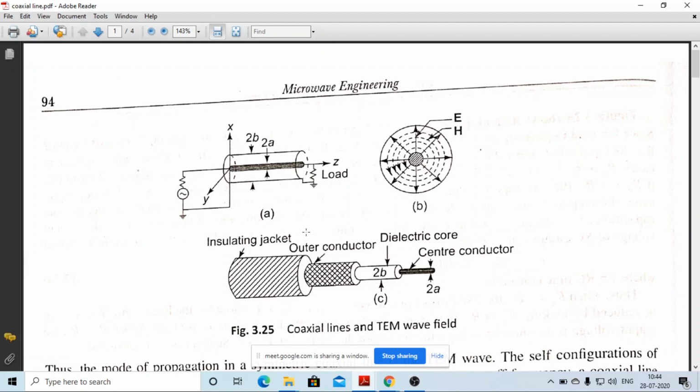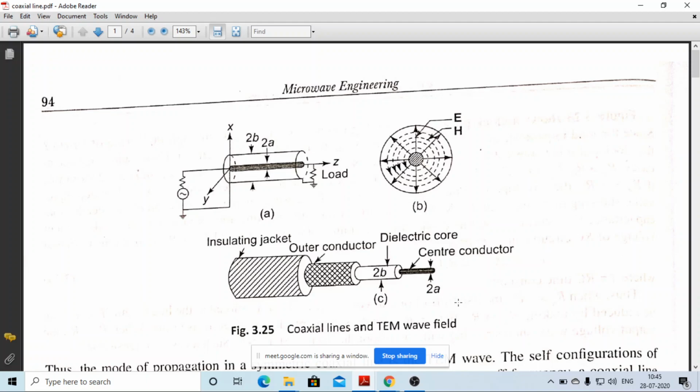It means energy propagation through the phone conductor up to a long distance is not possible with the simple two line transmission line, that is the phone cable. This is the main disadvantage. It radiates energy into the environment, and radiation loss is very high for the phone conductor.